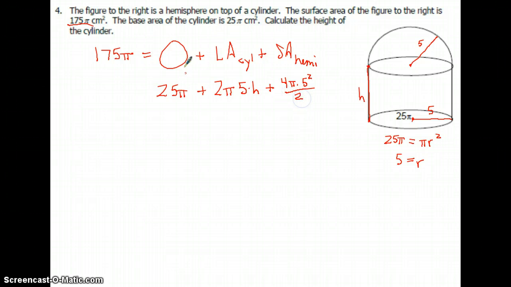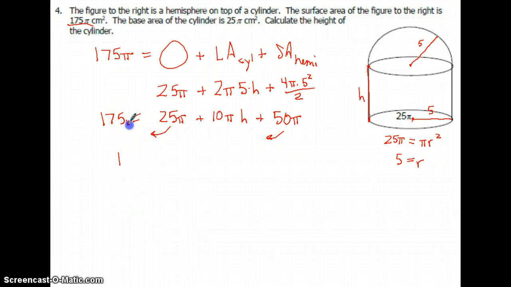Okay, simplifying things a little further, I get 25 pi plus 10 pi h plus, this is 25 times 4 is 100, divided by 2 is 50 pi. Okay, remember this all equals 175 pi. So I can subtract off this 25 pi and the 50 pi on both sides. I get 100 pi over here equals 10 pi h. Any ideas on what you think h might be at this point? You guessed it. Divide both sides by 10 pi. h is 10, kids.